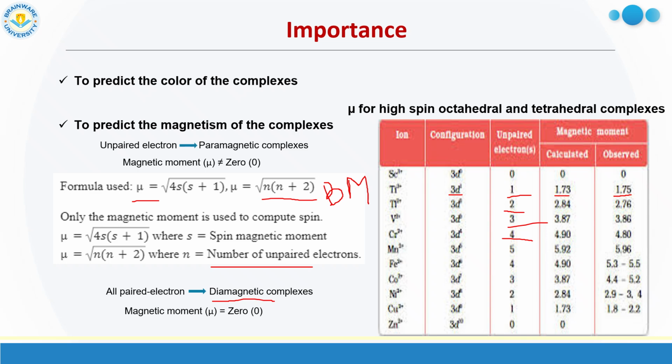Whereas for d5, you see here, the maximum paramagnetism is observed with 5 unpaired electrons, whereas for d10 you see all are paired up. So here μ is 0. So in the d10 case, μ is 0 and it is diamagnetic. Complexes having d10 electrons are diamagnetic.